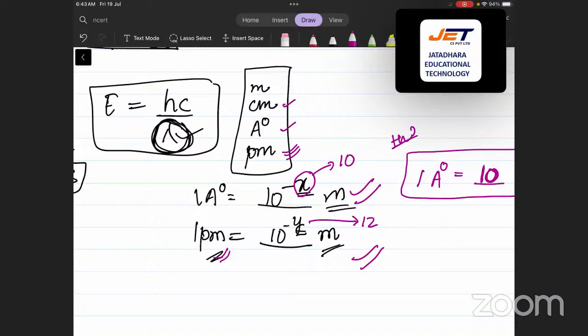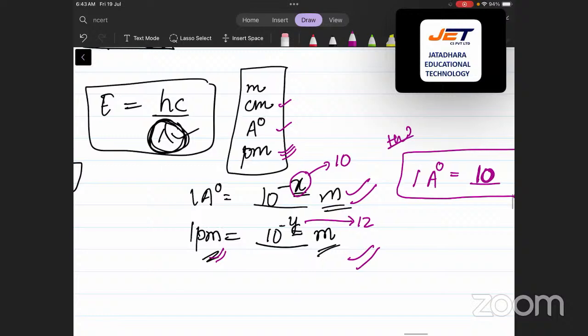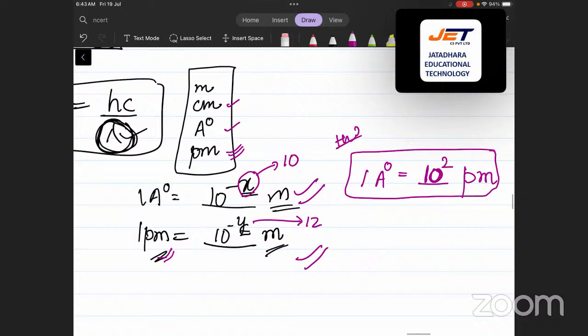How are the smaller units related to the larger units? Here we will get it as 2. You have to keep this with you because obviously we'll be using this in the formulas, in the numericals.